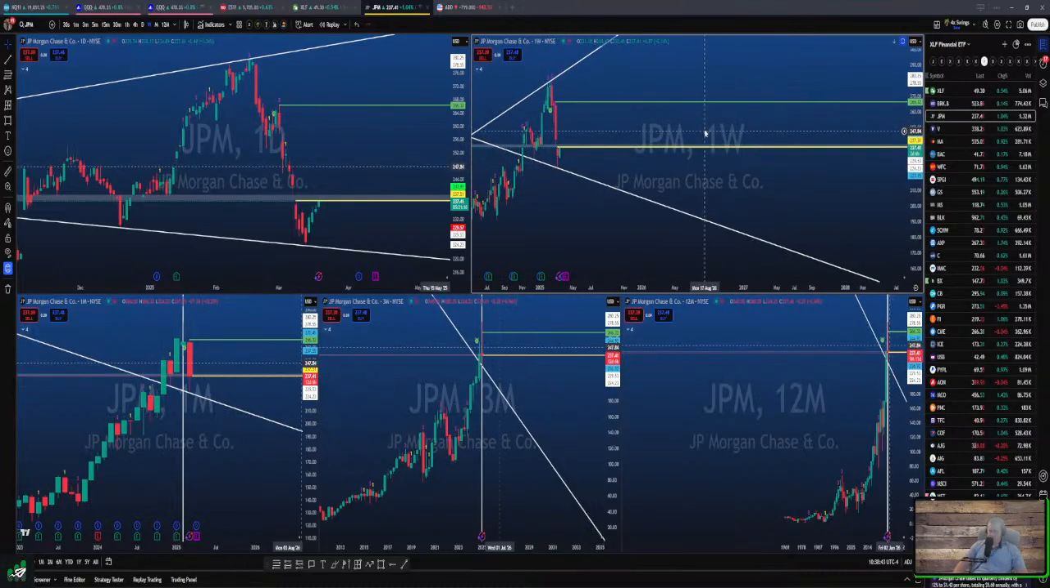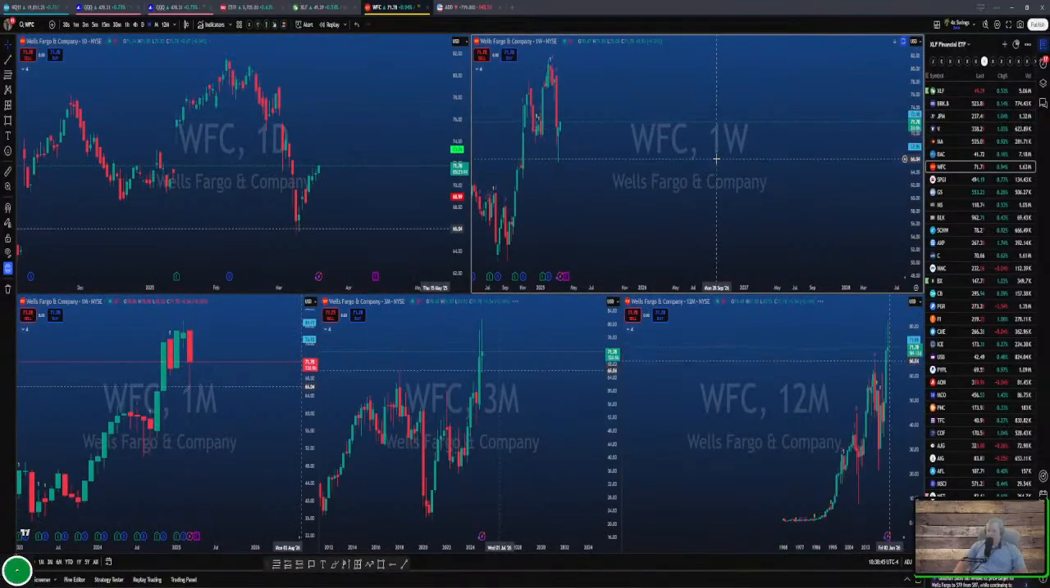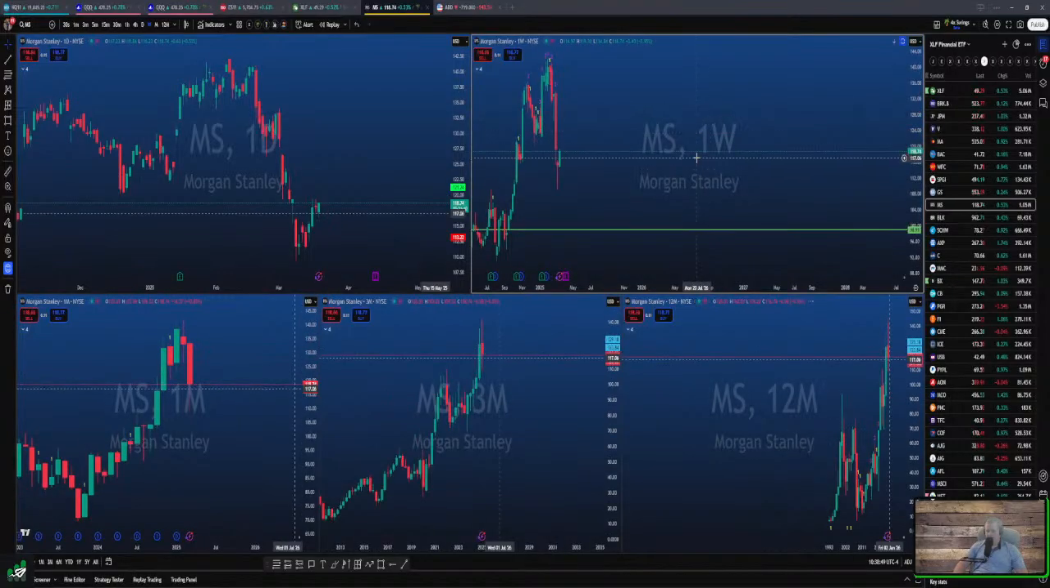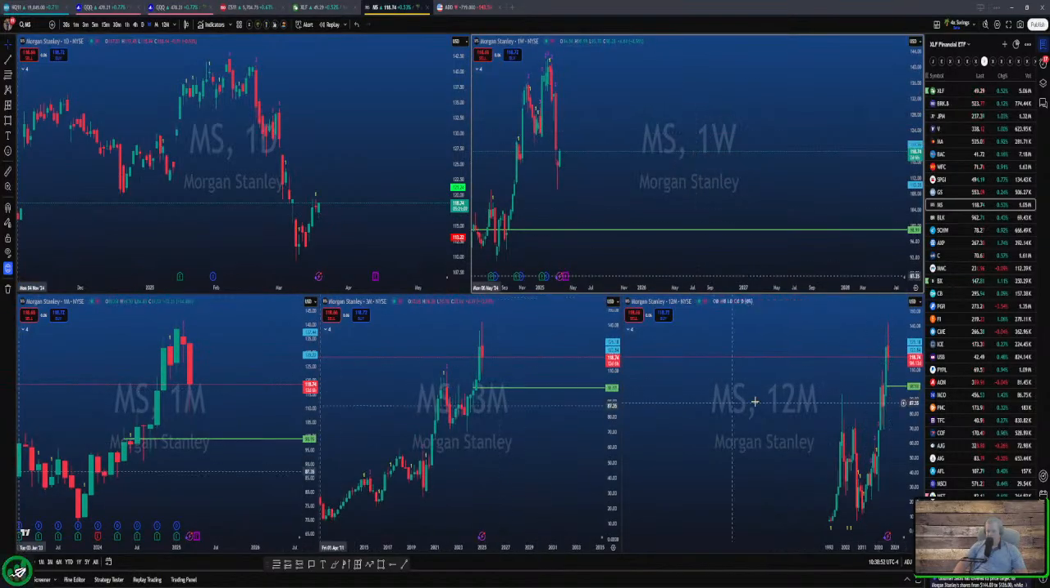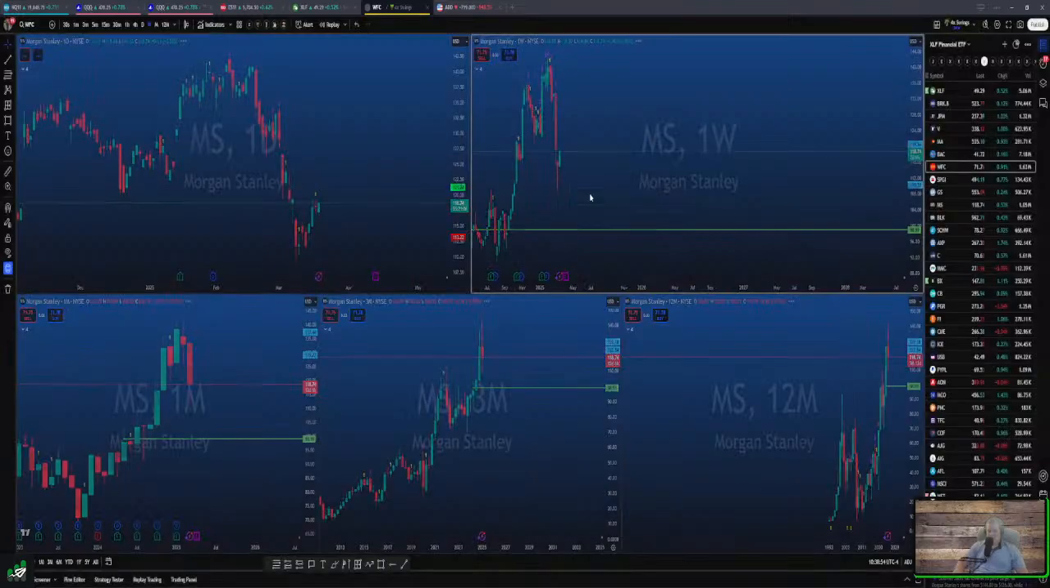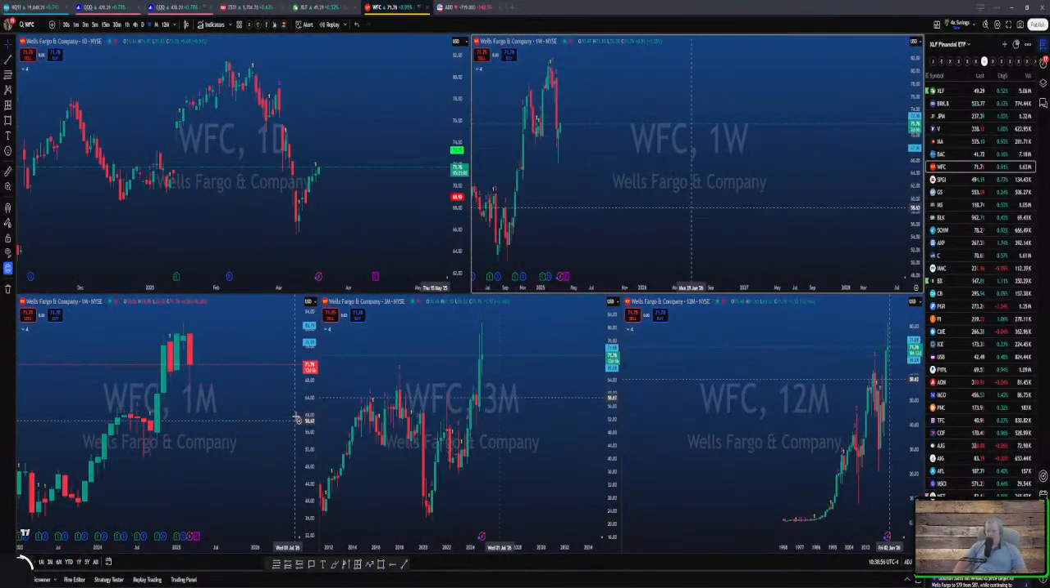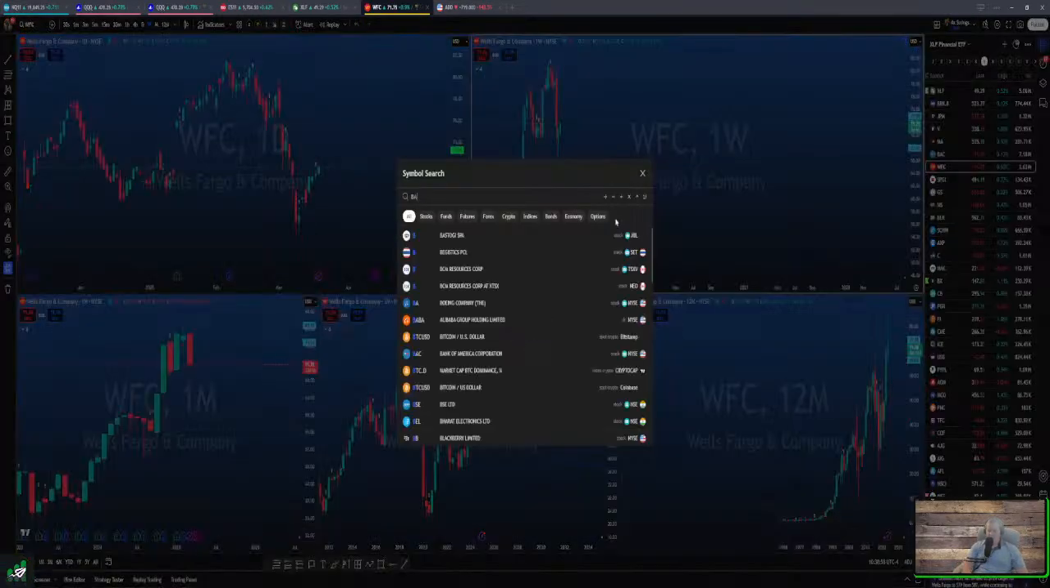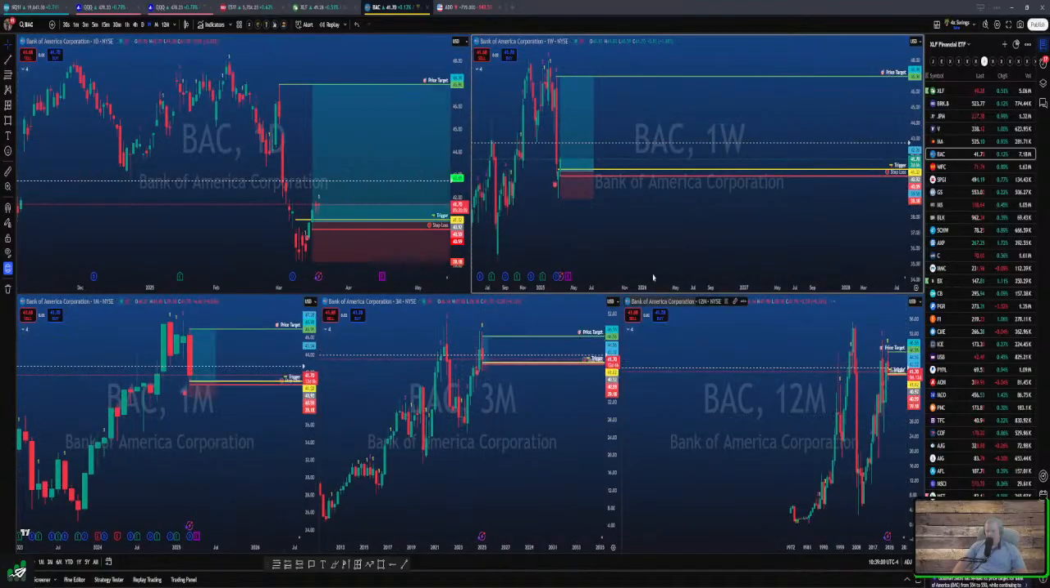So if I'm looking here, and then I look at Wells Fargo. Wells Fargo actually looks pretty good. Morgan Stanley is red across the board on that bottom row, right? So if I'm looking between two stocks here, Bank of America is actually red across the board too.